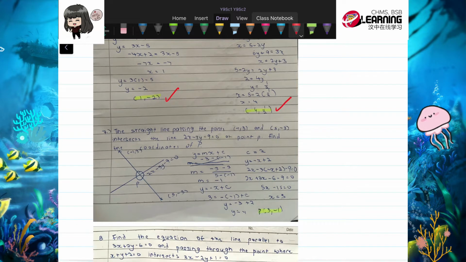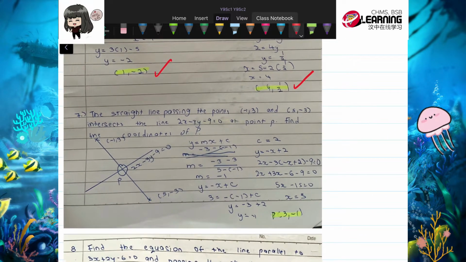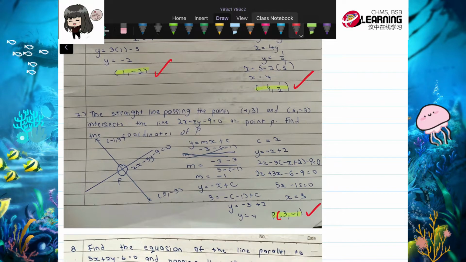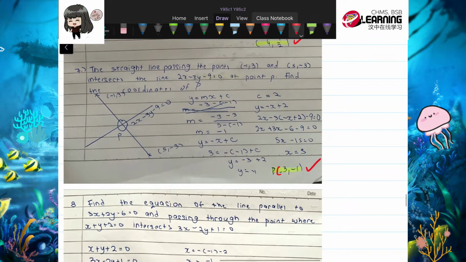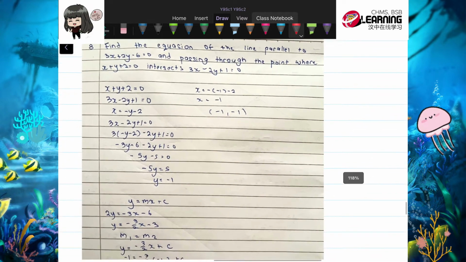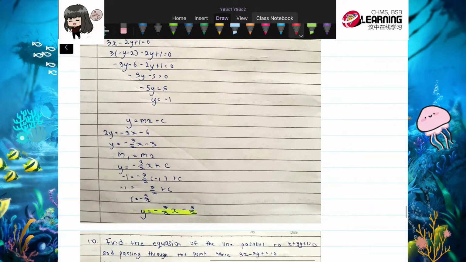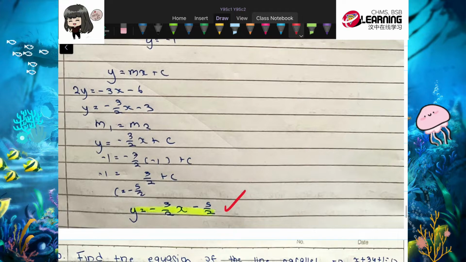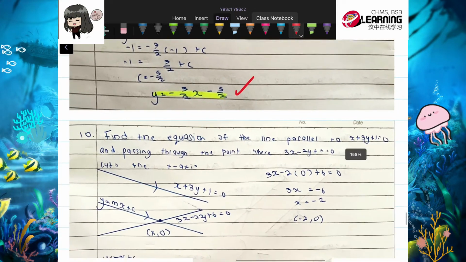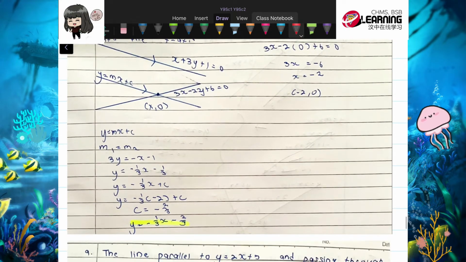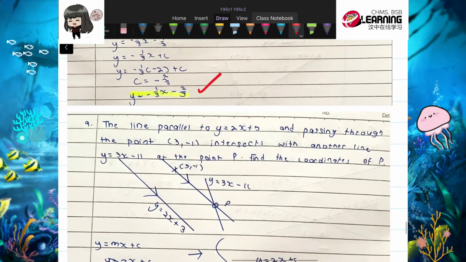Let's look at question number 7. We discussed this already, so please tick the answer and double check your answer again. Question number 8, also discussed already. Double check and tick your answer. Then question number 10, this is the answer. And question number 9 is your homework.